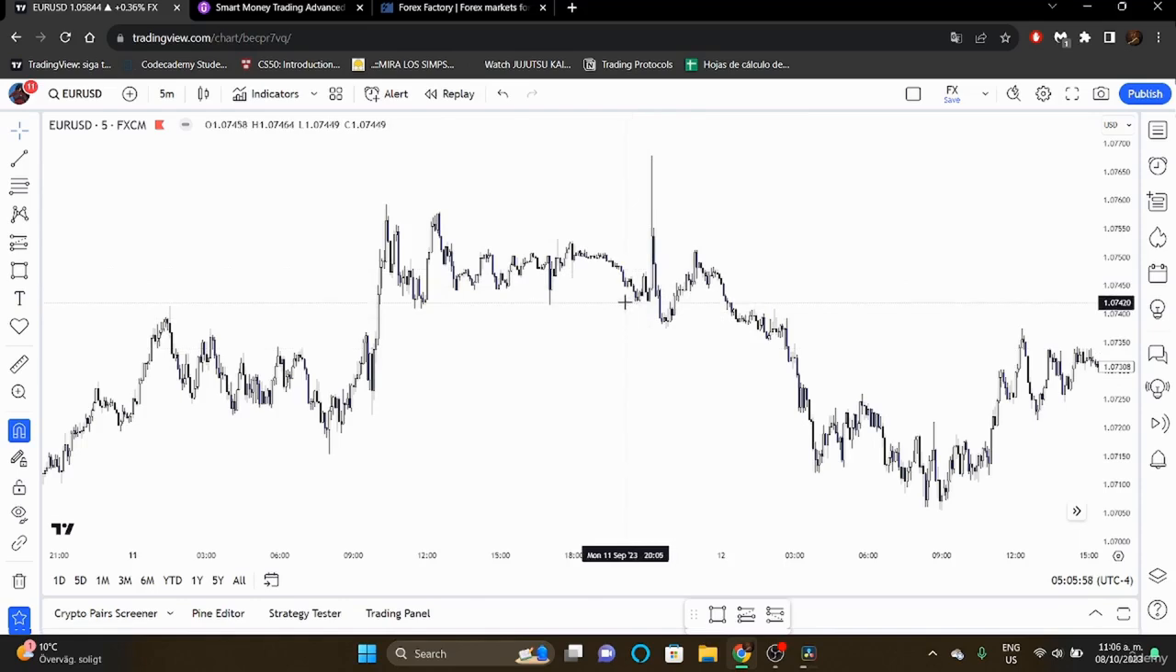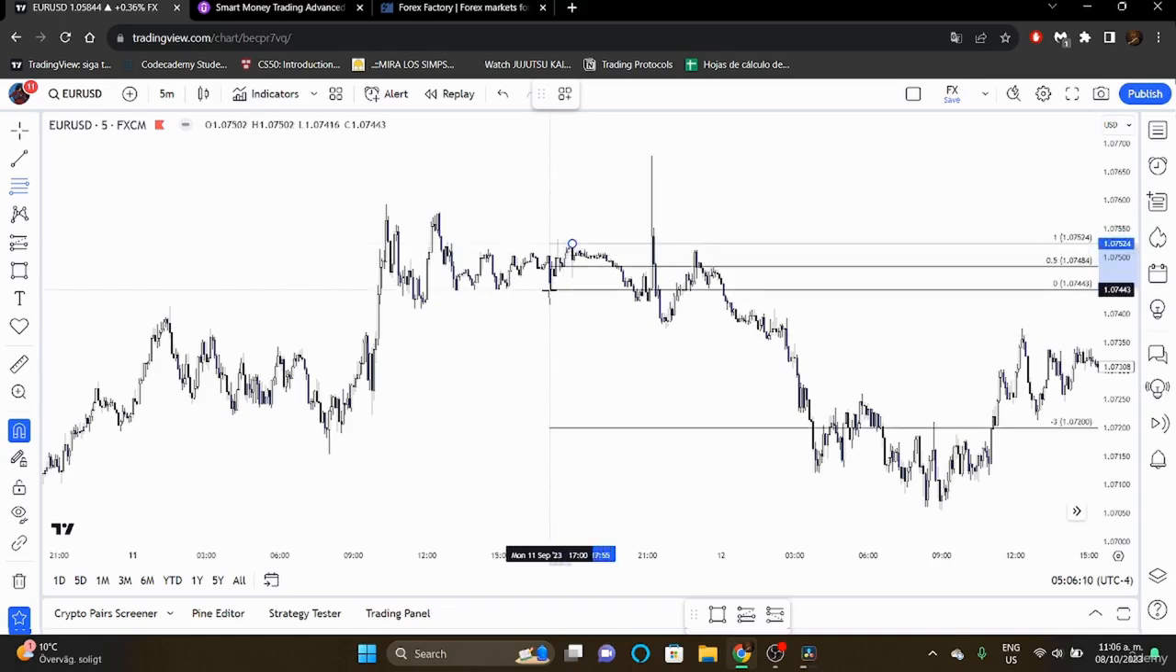Where's 8? 2 to 8. 2 is here. 8 is here, the highest, and 2 the lowest. This is the lowest at 2. Or I don't know if this, yeah, this.